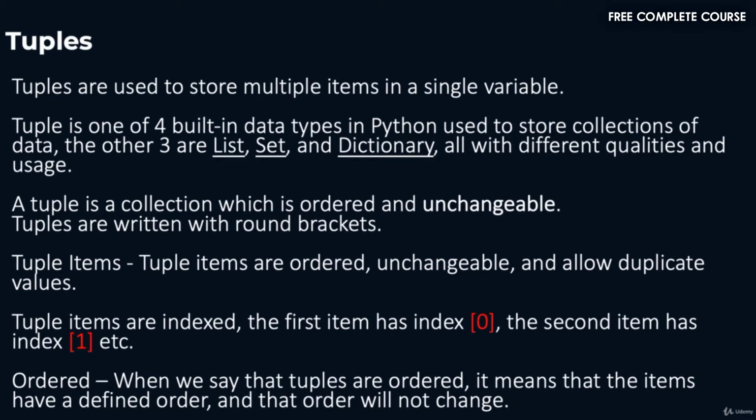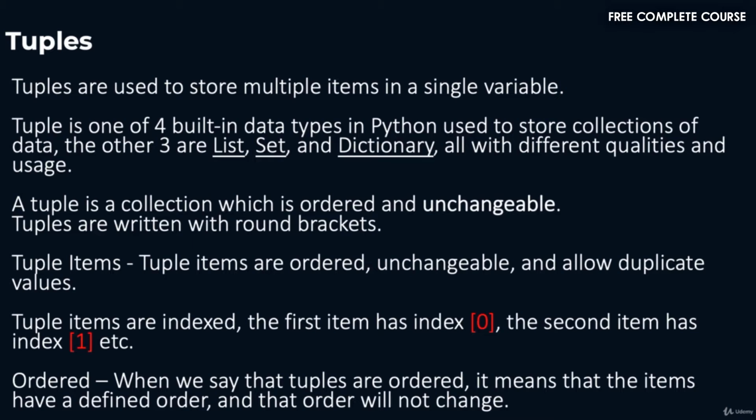All right, welcome back. So in this video, we're going to talk about tuples. Tuples are used to store multiple items in a single variable. Tuple is one of the 4 built-in data types in Python used to store collections of data. The other 3 are list, set, and dictionary, all with different qualities and usage. A tuple is a collection which is ordered and unchangeable.